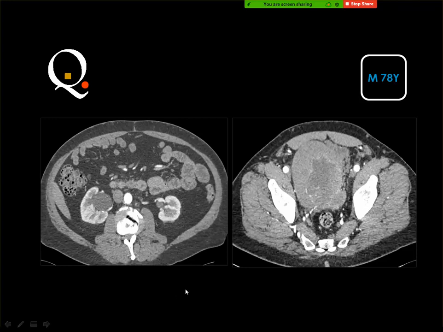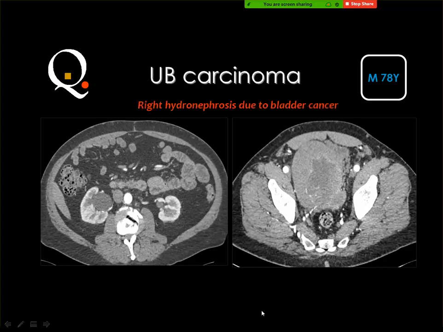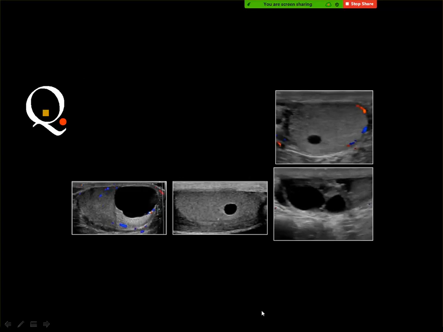Urinary bladder carcinoma. Yes, and right hydronephrosis. Yes, okay, very good. And this is urinary bladder cancer because of the marked concentric mural thickening of the urinary bladder affecting the orifices of both ureters, which is reflected on the kidneys, as you can see, more evident on the right side. Then what do you think?